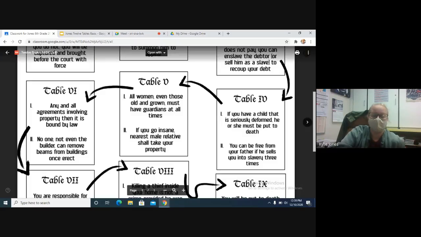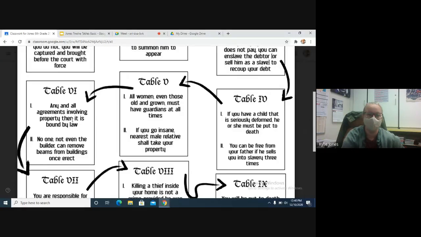Table number 6 says any and all agreements involving property are bound by law. So if you make an agreement with somebody that's like, yeah, I'll give you this piece of pottery for some food, then by law you have to trade it. I don't know what happens if you don't.